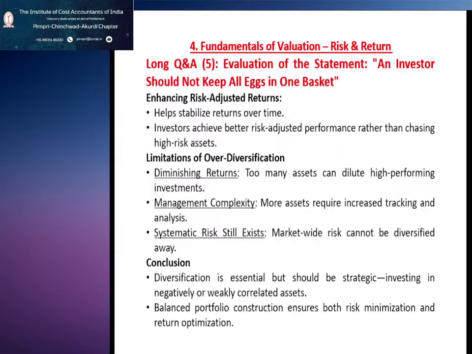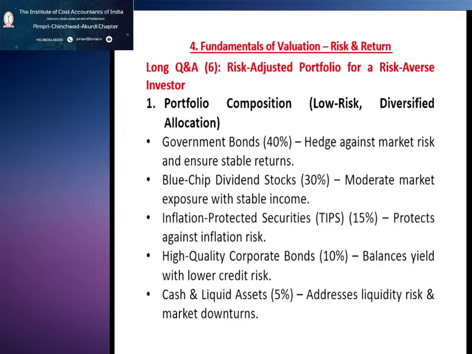Thereafter we covered the enhancing risk adjusted returns and limitations of the over diversification. So limitations of over diversification are diminishing returns, management complexities and systematic risks still exist. So conclusion wise, diversification is essential but should be strategic, investing in negatively or weakly correlated assets. Balanced portfolio construction ensures both risk minimization and return optimization.